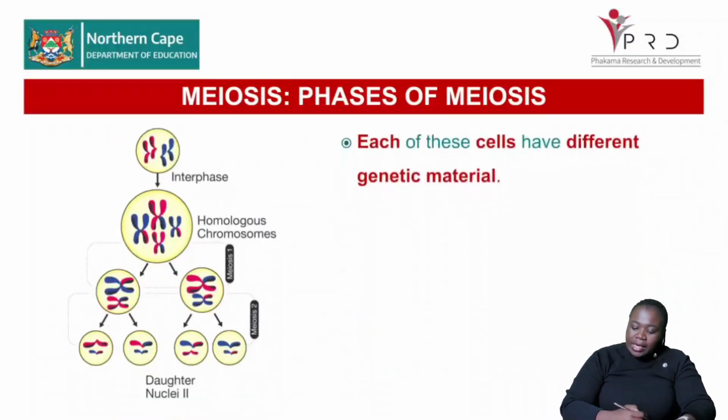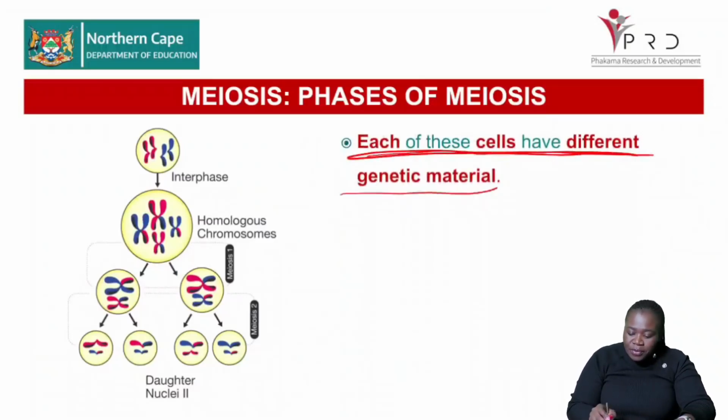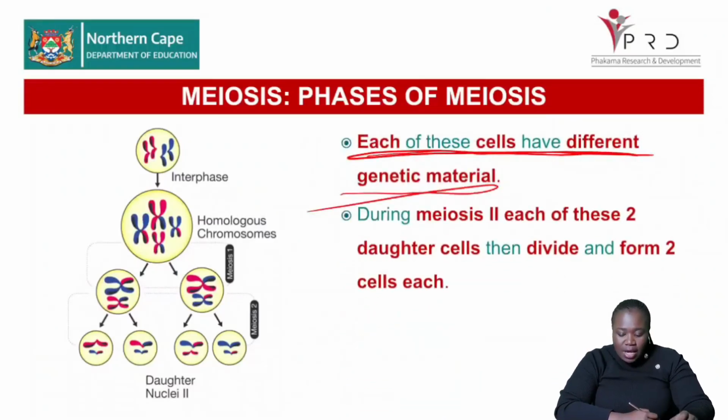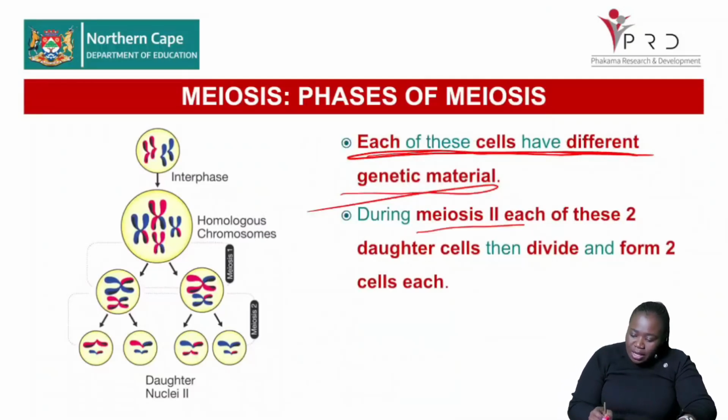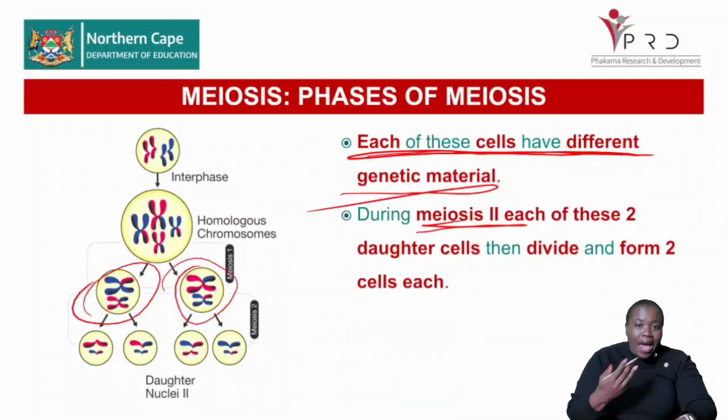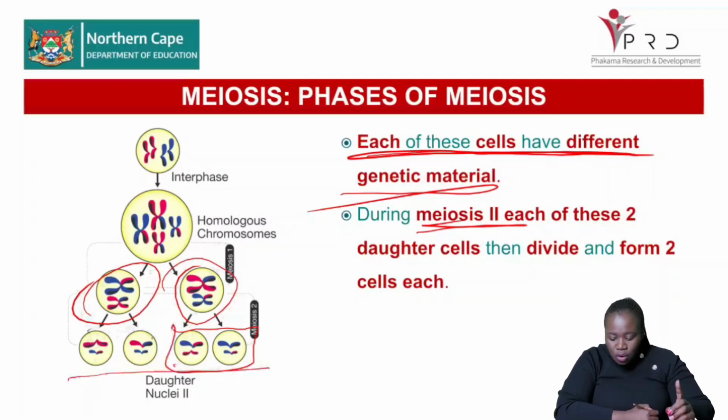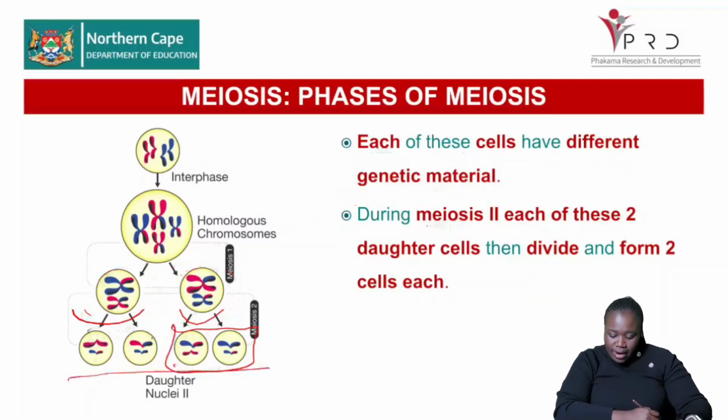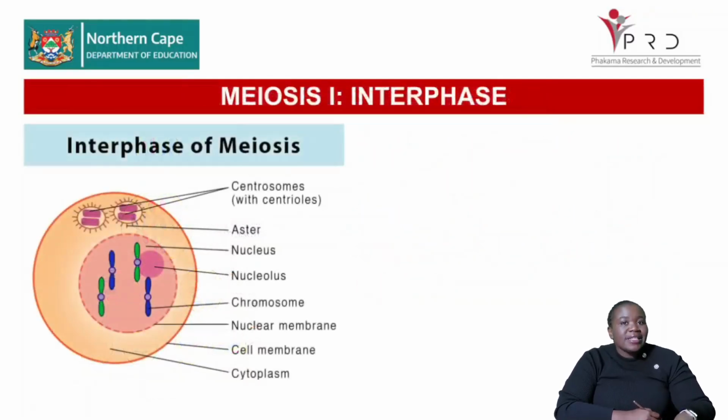Right, okay, and then each of the cells that are produced by meiosis 1 are going to be genetically different from each other. They're going to have genetically different material. And during meiosis 2, the cells that were produced at meiosis 1 are now going to undergo meiosis 2 separately, and they're each going to produce 2 cells. As you can see, these 2 cells are from this one cell, and these 2 cells are from this one cell, resulting into 4 cells. Right, 4 cells that are genetically different from each other.